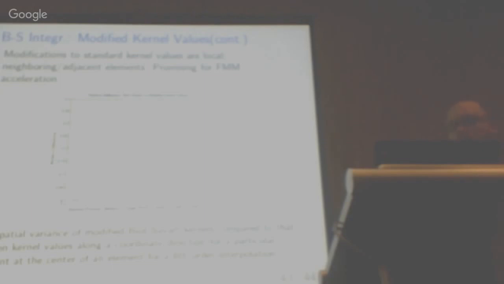So A, we have less calculation to do. We only have to do it right around the region of the source point. And B, because it's local, that permits promising opportunities for things like fast multipole methods, where you need compact support for the functions for the technique to work.